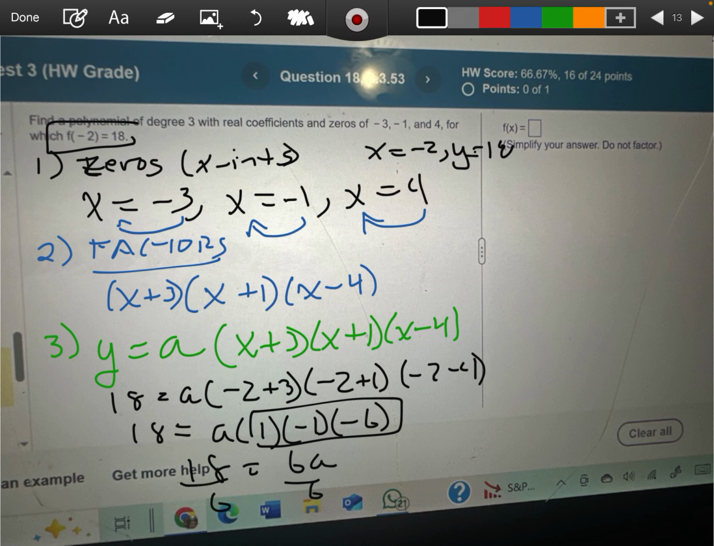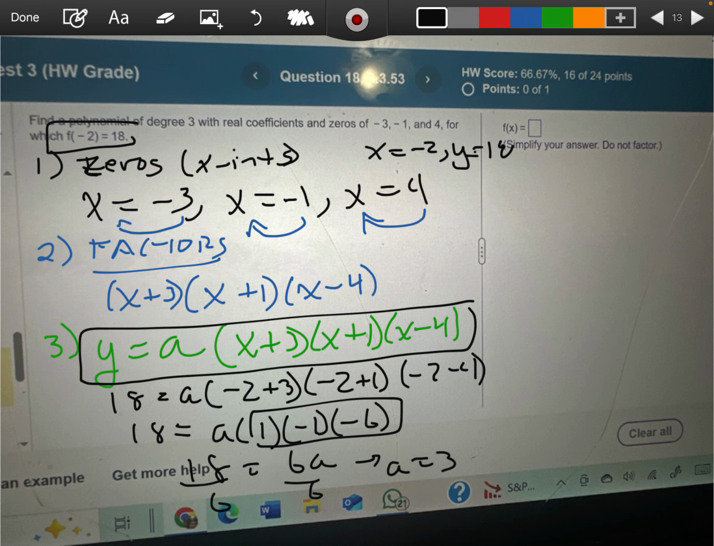So if we divide everything by 6, y'all, I'm coming up with a equals 3. Okay. So now let's see what we're going to do. We're going to come back to this line, y'all, and we're going to write out 3. That's where my a used to be. And we're going to have x plus 3. It's supposed to be a 3. There we go. x plus 1, x minus 4.